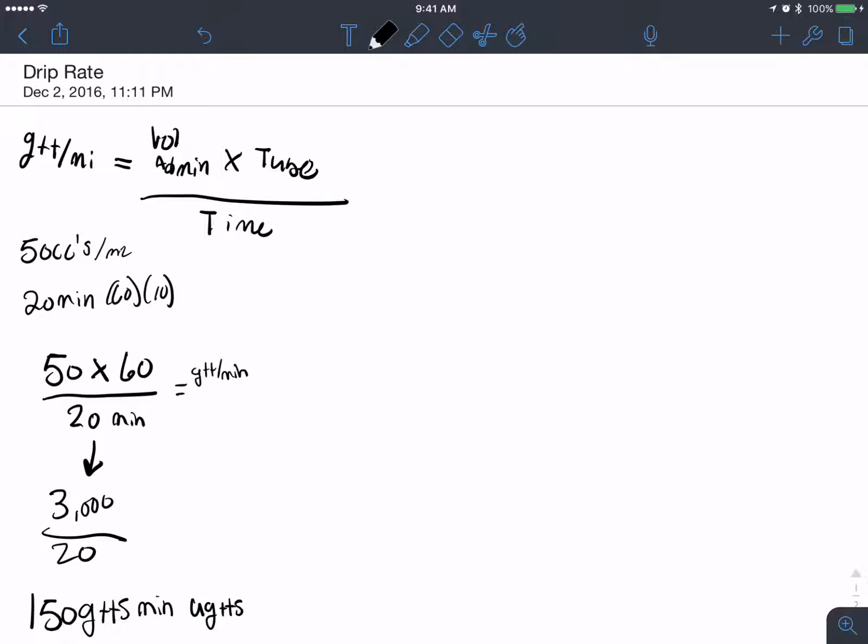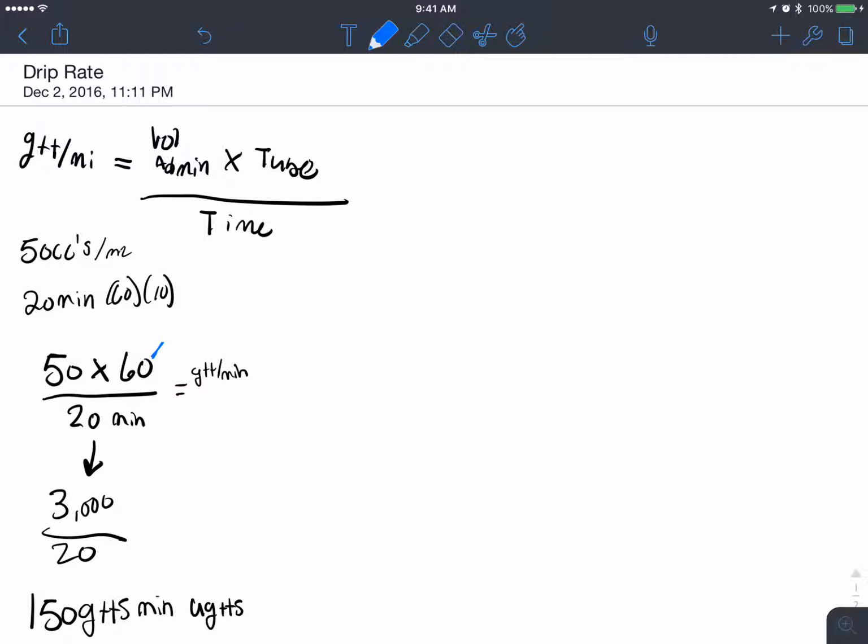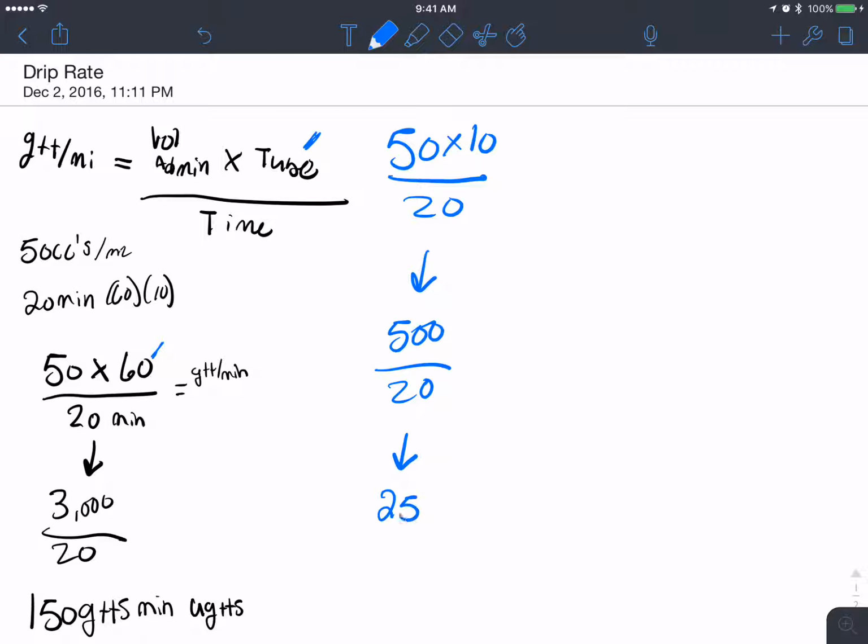So now let's figure out if we're using a macro set. The only thing that's going to change when we redo it is this number right here, our tubing. So we'll do it long ways again and plug everything in again, except this time it's going to be 50 times 10 over 20. It's going to give us 500 over 20, and we'll divide that out. Gives us 25 drops.